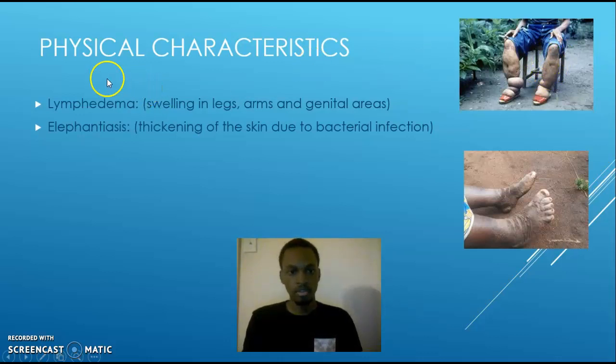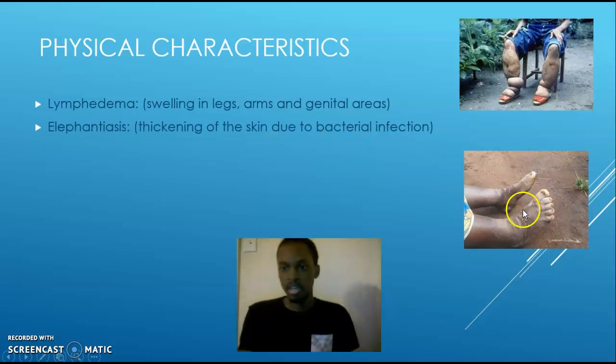And another way it could affect the body is through a condition known as elephantiasis, which is just skin thickening of the body and bacterial infection. So when we look at this individual's feet, it's all thick and there's all bacteria around it, and it's just very uncomfortable for a person to live with.